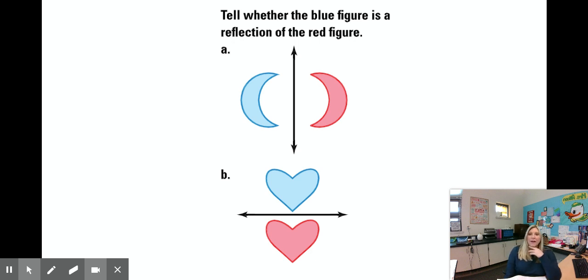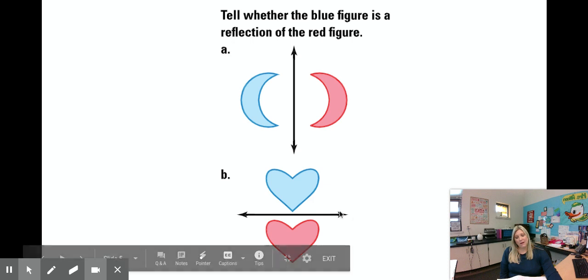Okay, let's do it again. Tell whether the blue is a reflection of the red. So start with the red, try to flip it over that line and see if it's the right image. So if you flip over this red moon crescent shape and you flip it over this line, yes, see how they're facing each other? That is definitely a reflection.